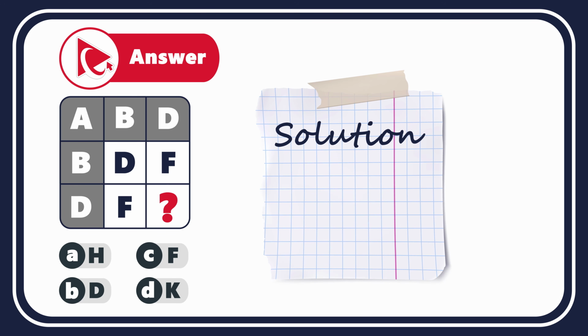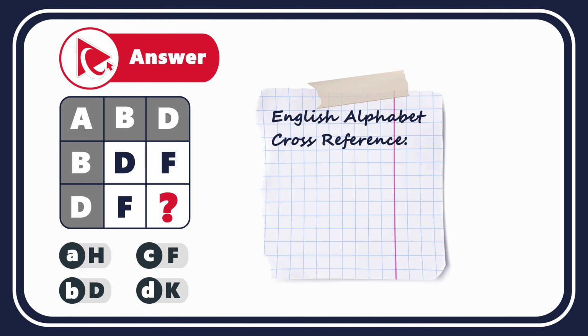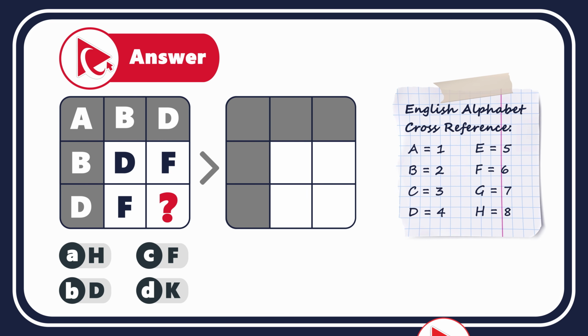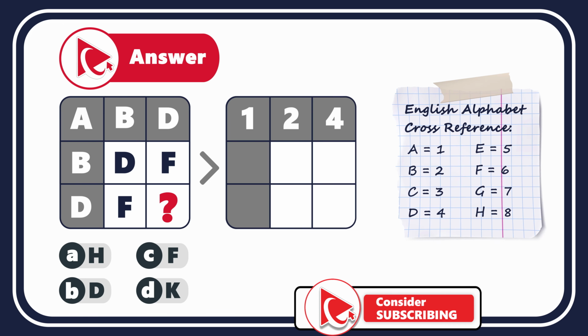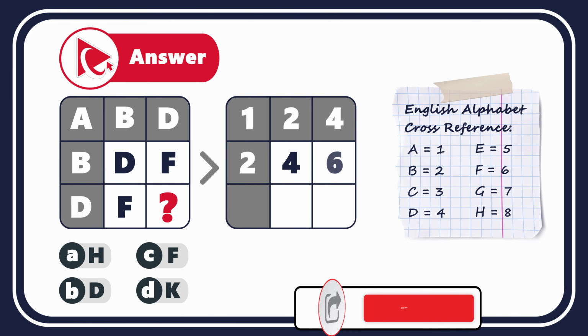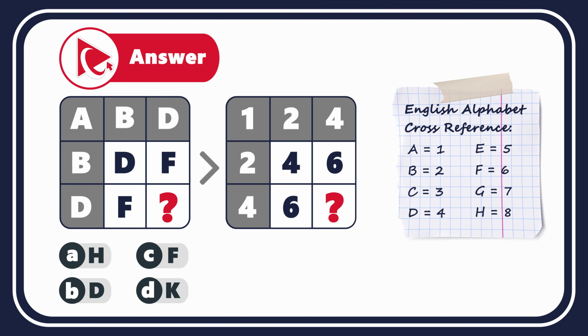To answer this question correctly, let's look at our matrix from a slightly different dimension. Each letter here corresponds to a specific place in the alphabet, which can be represented by a number. For example, letter A equals 1, letter B 2, C 3, and so on. If we follow this logic, we can replace all letters in all 3 rows with numbers. So for the first row, the numbers will be 1, 2, and 4. For the second row, the numbers would be 2, 4, and 6. And for the third row, the numbers will be 4 and 6, and then the missing number.